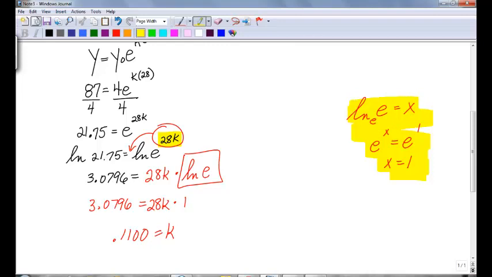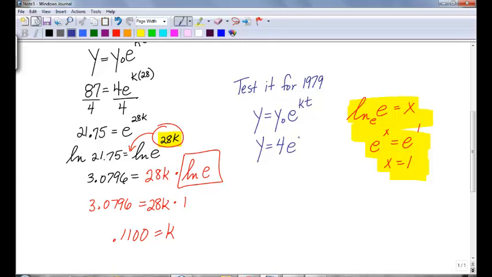Okay, so then what he did was he tested it. Go back, because he had all the data. He said, test it for 1979. So you go back to the same formula, y equals y sub 0 e to the kt power. The y, we're going to figure out what the equation says it should be, and then he has the actual figure. So we still started at 4. Now we know the k is 0.1100, and from 1961 to 79, we got 18 years. Okay?